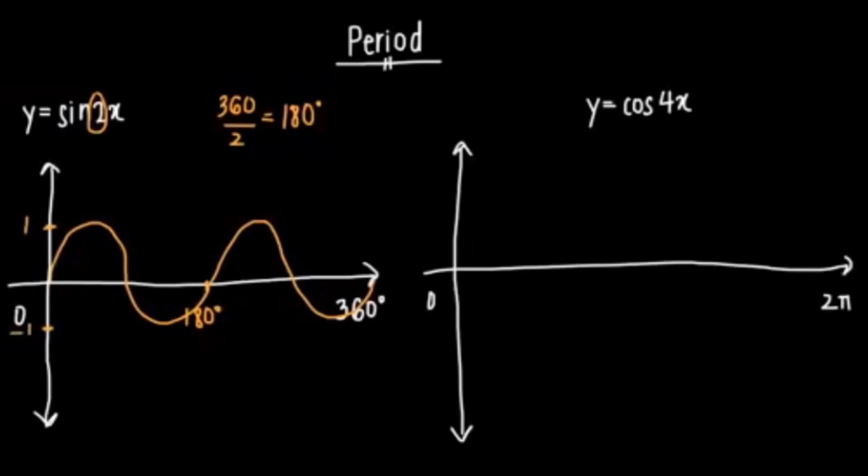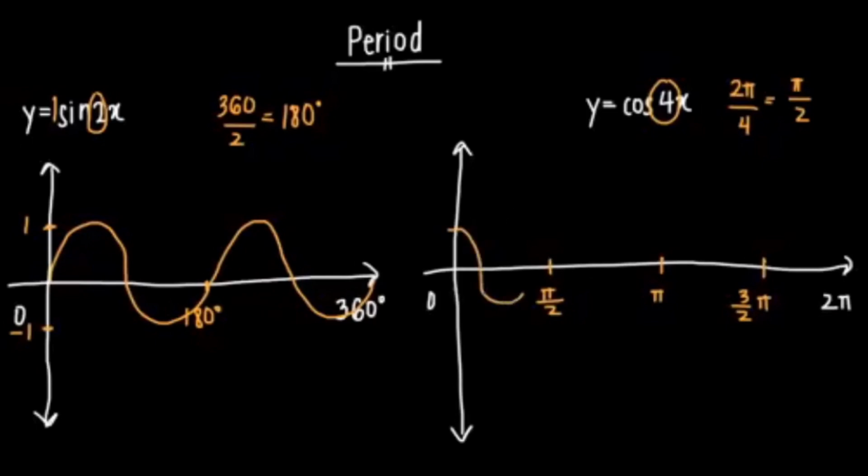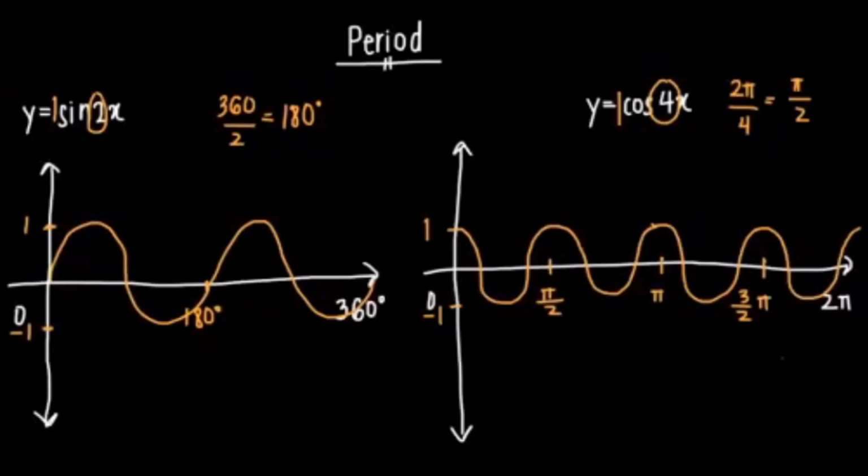And your maximum and minimum point is still 1 and negative 1 because there's an invisible 1 right in front of sine x. Over here, our period is 4. So to calculate that, I would do 2 pi over 4, which is pi over 2. That means our first cycle ends at pi over 2. So that's pi over 2, that is pi, and that is 3 over 2 pi. So in total, we have 4 cycles: 1, 2, 3, and 4. Our maximum and minimum is 1 and negative 1 because there's an invisible 1 in front of cosine.